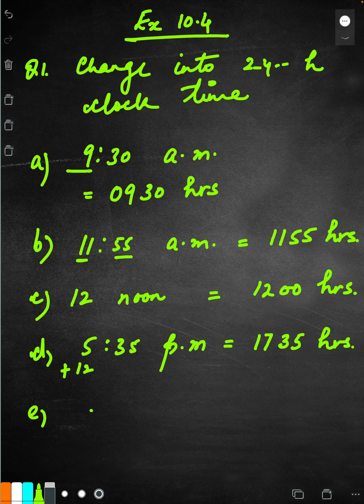The E part, 6:45 PM. Again, first observe the unit, PM. The 24-hour clock has already covered half of the round. So 12 plus 6, 18 hours. Remove the colon, minutes are the same. Right? I hope you are understanding. Let's move on to the next part.